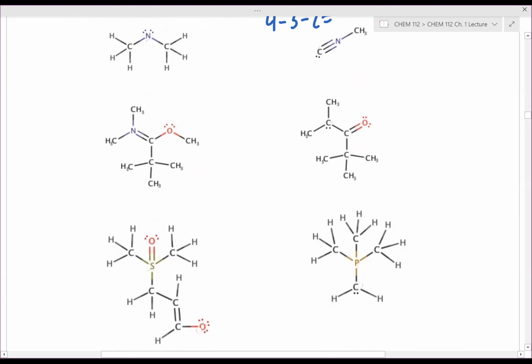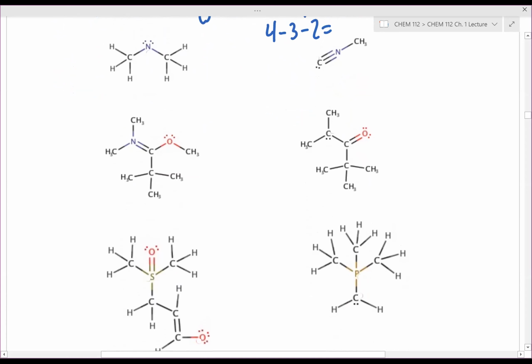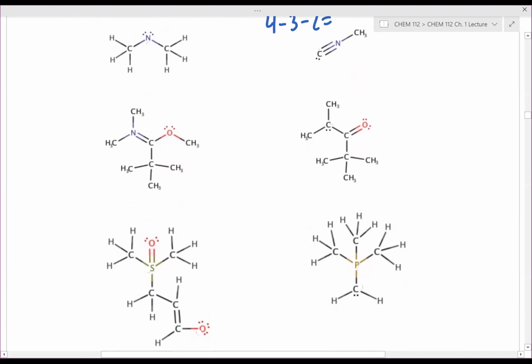Okay, what I'd like you now to do is to attempt assigning formal charges on these 6 molecules. These have been specifically chosen to encompass common intermediates or functional groups that you'll see later on in this class. So let's focus on assigning formal charges to the major non-hydrogen molecules.